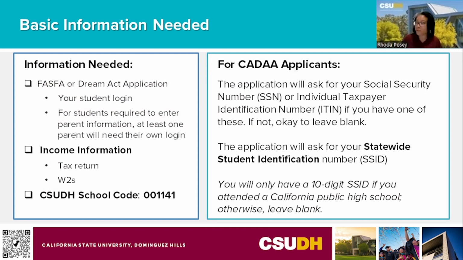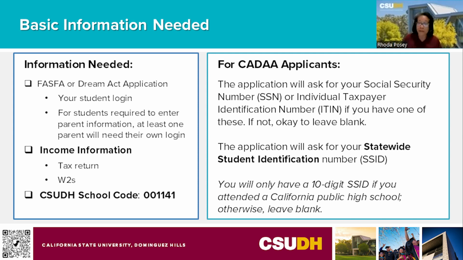What is the basic information that's needed? Well, all students have to have their own login. If someone is a dependent student, at least one parent will need to sign the application and have their own login. For the income information that's needed, you'll want to have your tax documents or your W-2s in front of you.